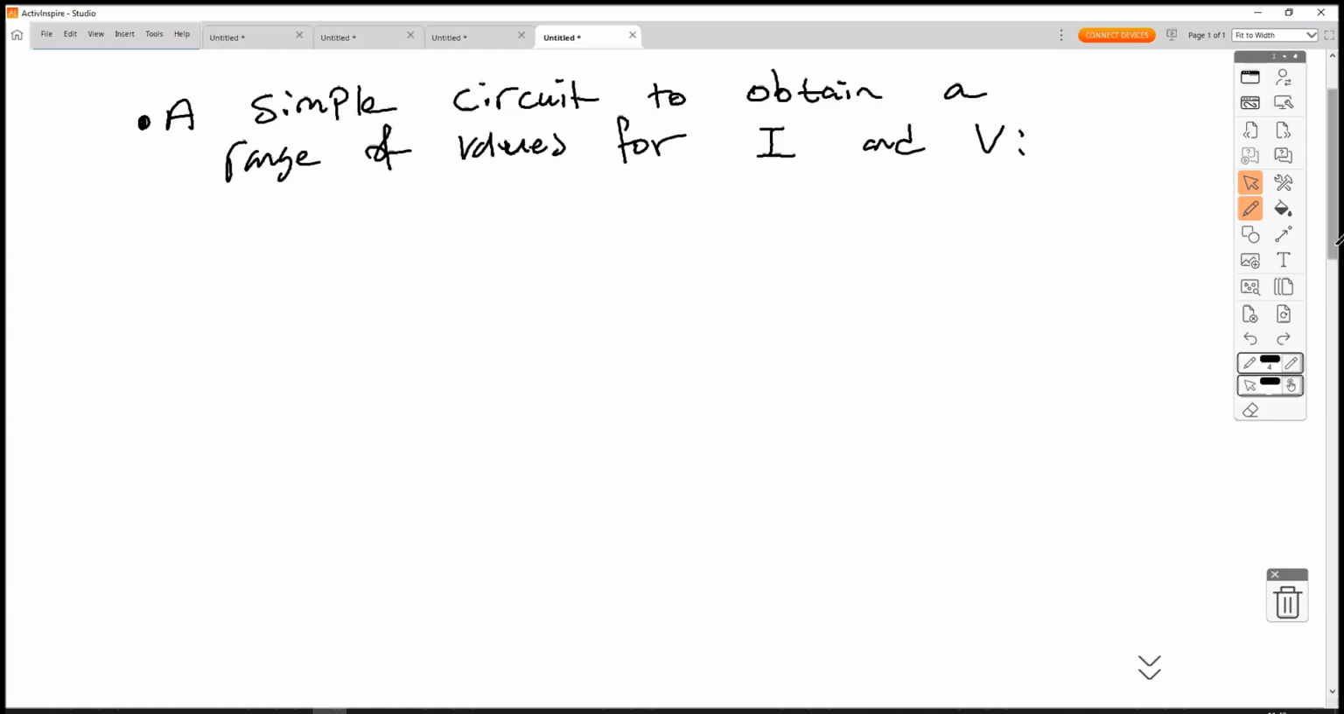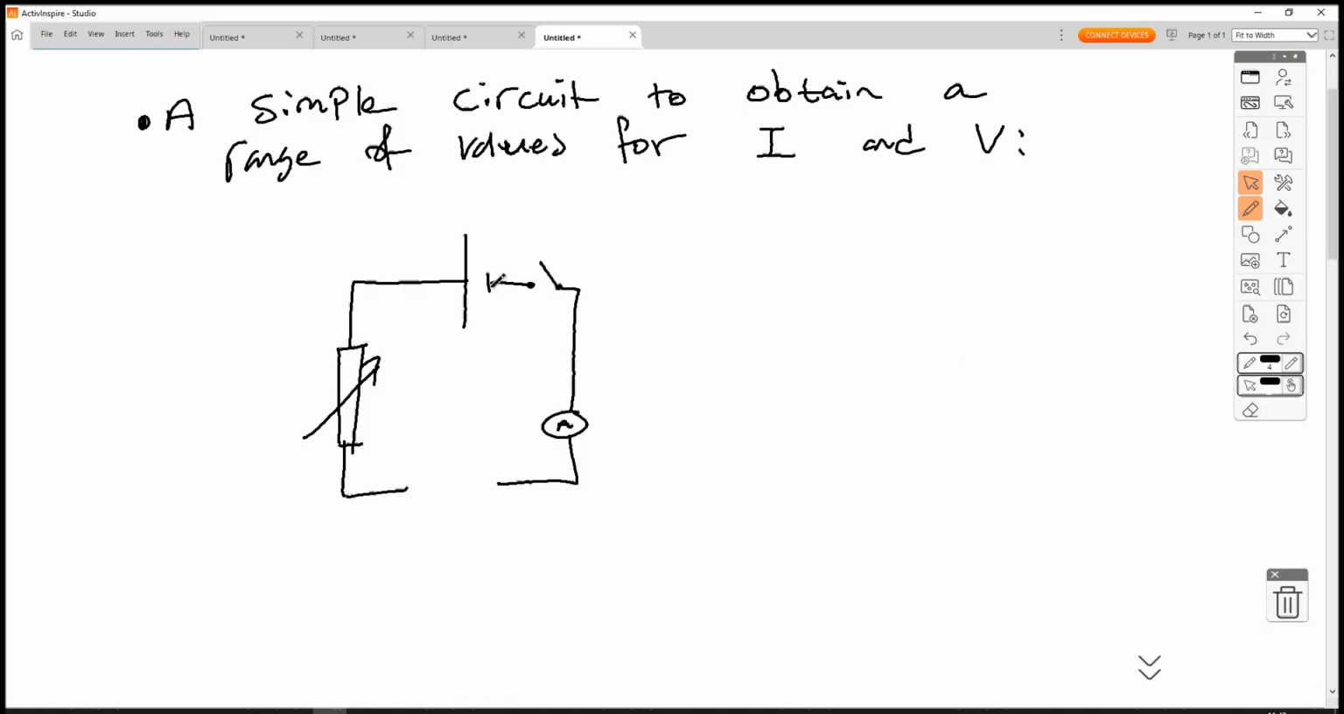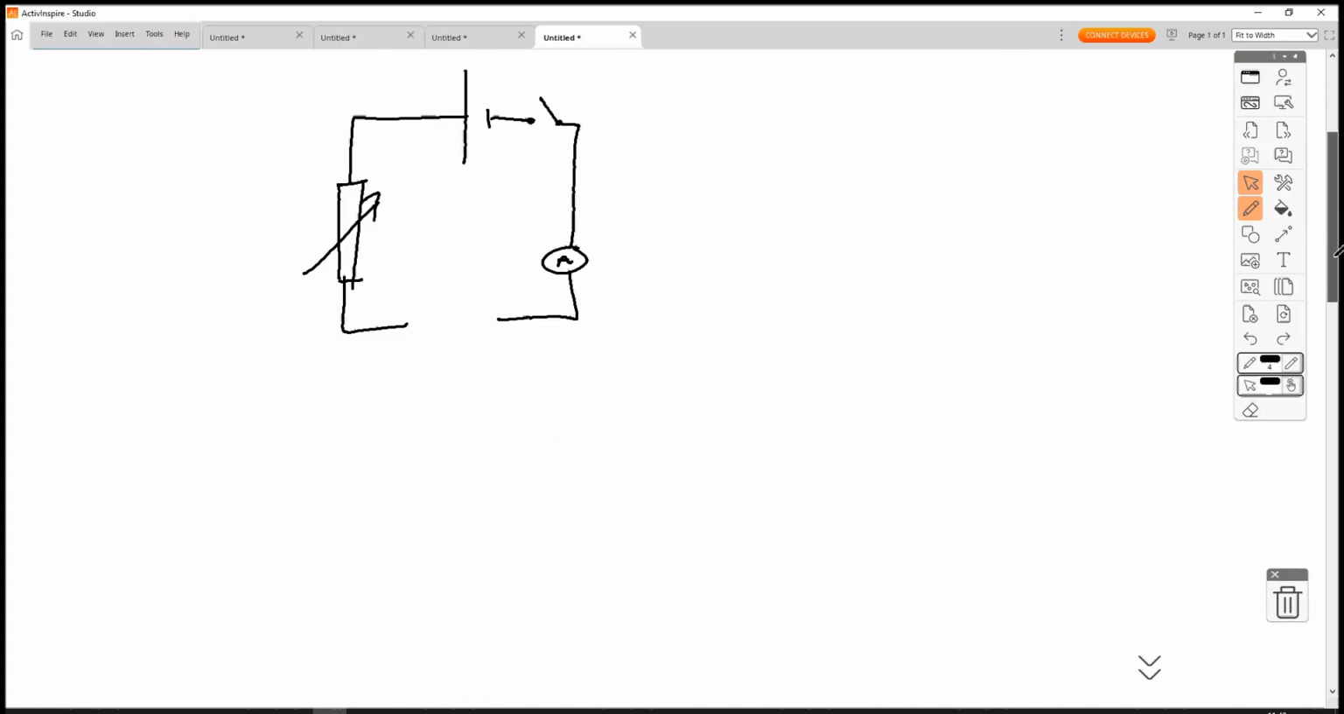So to do this, we need some sort of power supply. Then we have a variable resistor. And then we leave a gap for a component. And we put an ammeter and a switch. Now this gap exists so you can put your different components in there. So insert component here.